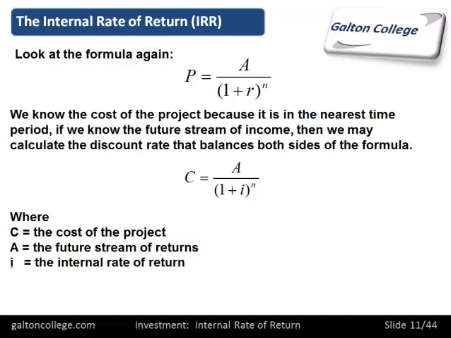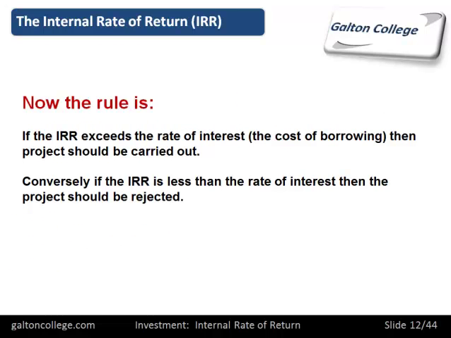However, if we can find it, the rule is simple. If the internal rate of return, the return on the asset, exceeds the rate of interest, what we paid to borrow to fund the investment, then the project should be carried out. If you can get a rate of return on the investment of 10% and it costs you 9% to borrow the money, you're making 1% profit. Perhaps it's worth doing. Conversely, if the internal rate of return is less than the rate of interest, then the project should be rejected.